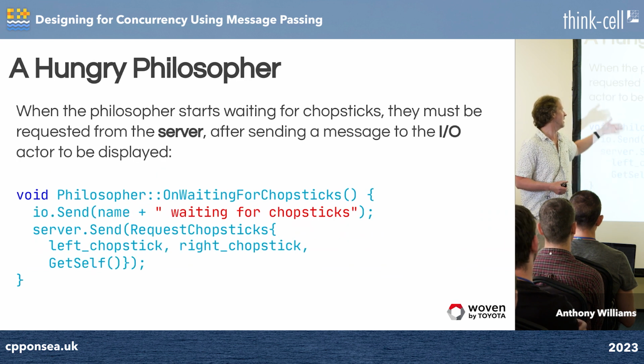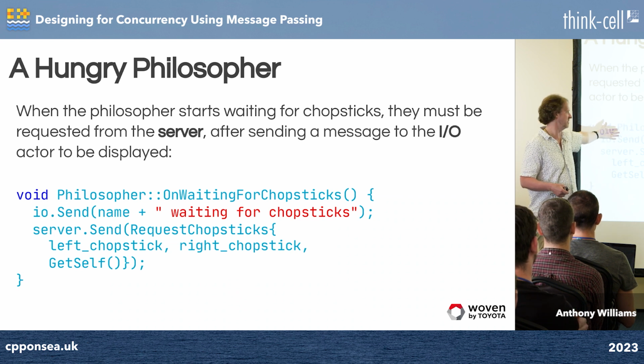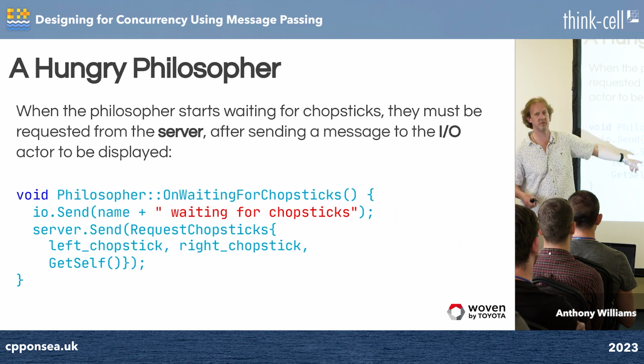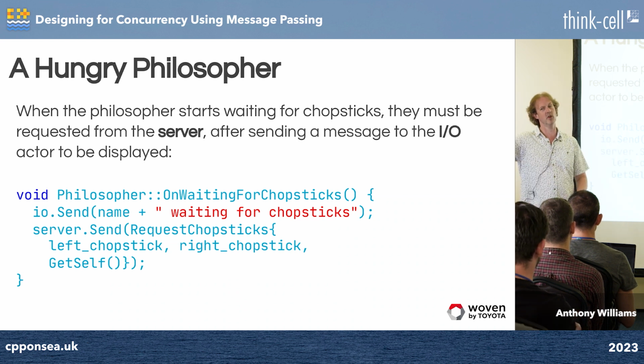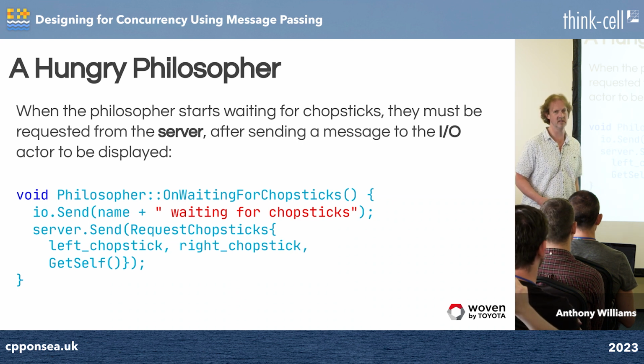And then again, we have our state entry for waiting for chopsticks. Print out some text and send a request saying, can I have some chopsticks, please? I want the specific chopstick. There's my left-hand chopstick and my right-hand chopstick. And this is me that's waiting.